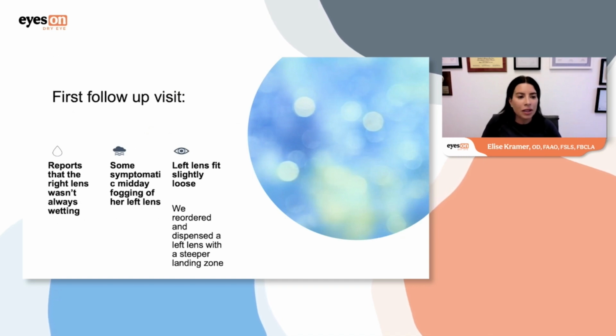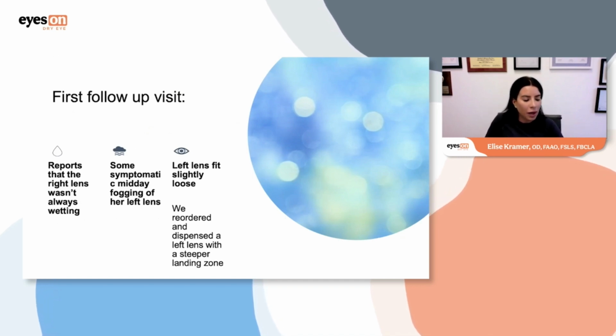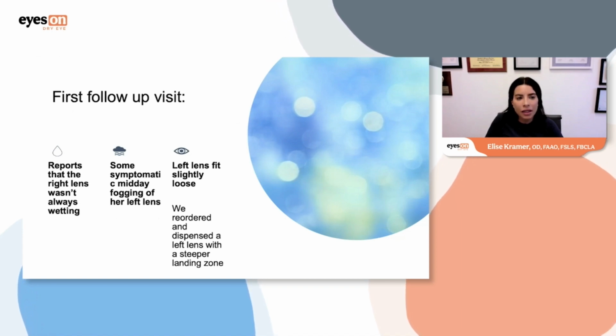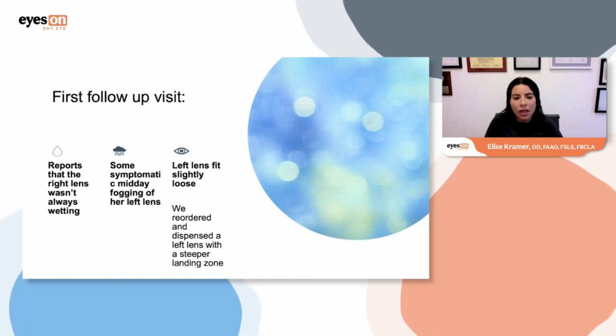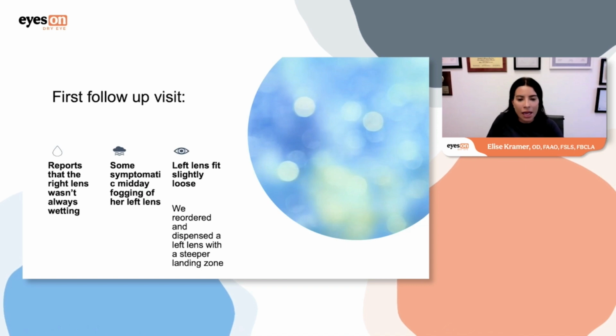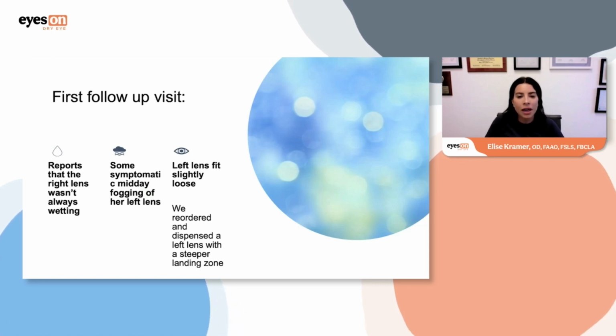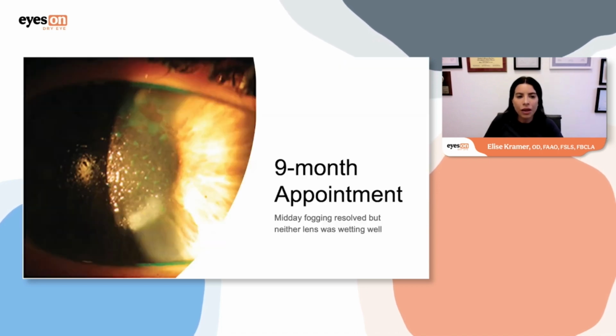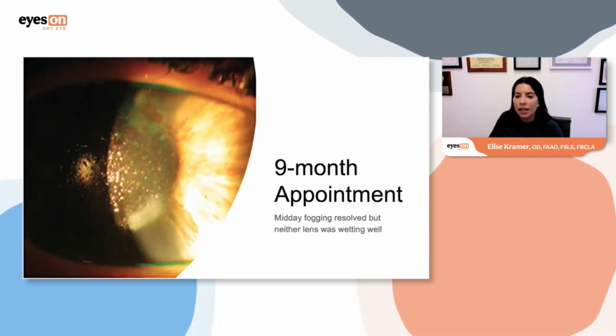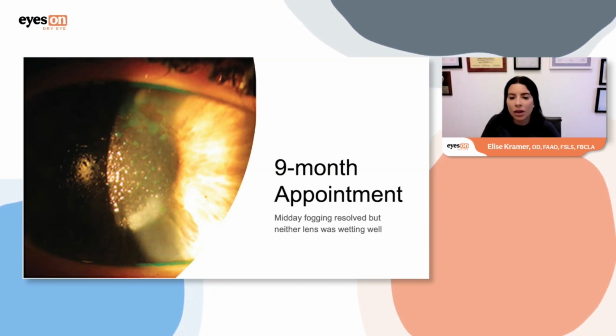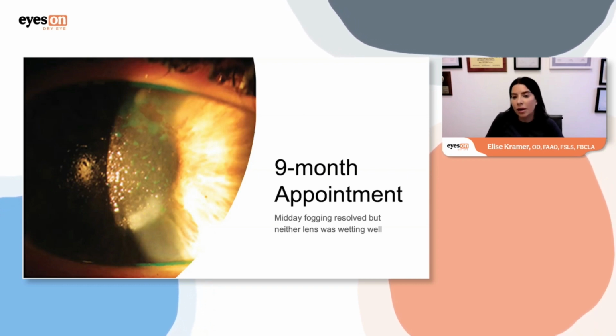At her first follow-up visit, she reported that the right lens wasn't always wetting. She also had some symptomatic midday fogging of her left lens, and the left lens also fit slightly loose. So we reordered and dispensed a left lens with a steeper landing zone to help with the midday fogging and the loose feeling of that lens. That helped, but 9 months later, the midday fogging had resolved, but neither lens was wetting well.